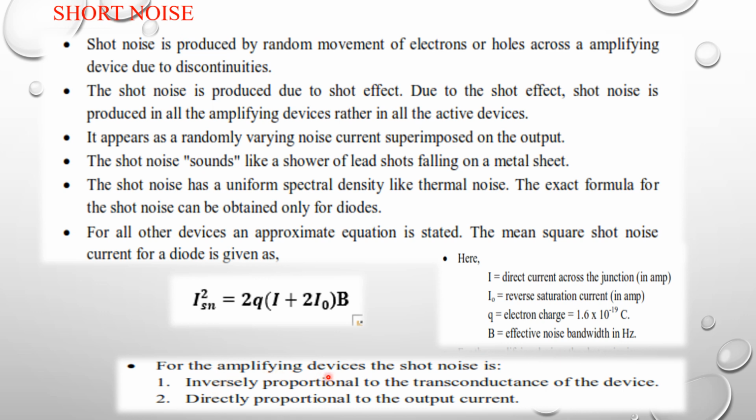For an amplifying device, the shot noise is inversely proportional to the transconductance of the device and is directly proportional to the output current.